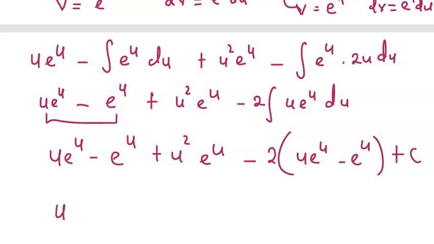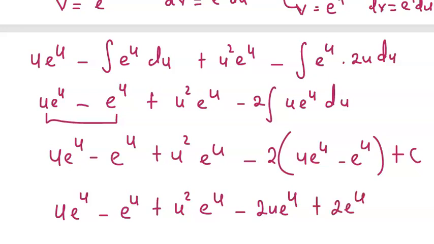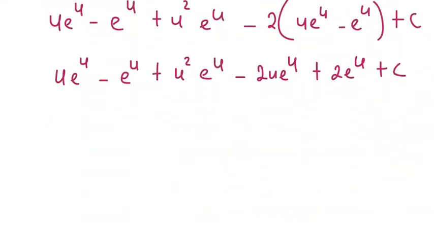So here we have u times e to the power of u minus e to the power of u, then plus u squared multiplied by e to the power of u minus 2u e to the power of u, and then plus 2e raised to the power of u plus c. Then we need to simplify, right?